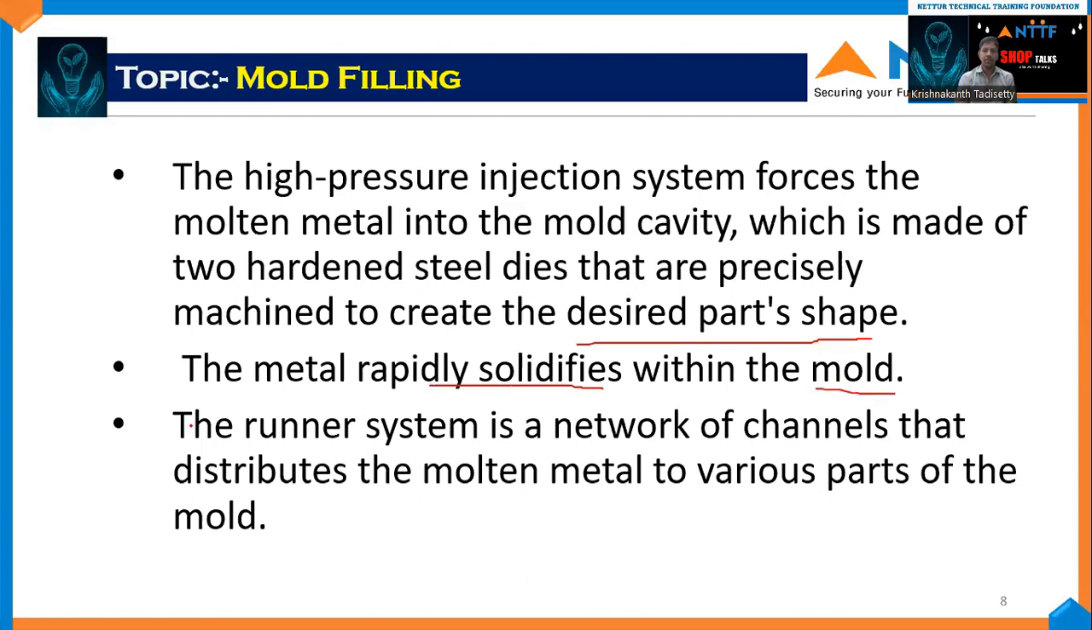The runner system is a network of channels that distribute the molten metal to various parts of the mold. Here we have to identify one major thing. In the cold working process, if there is any critical shape, the material is not going to reach the edges of the components, as the network of channels to distribute the molten material is not possible. But in the hot chamber working process, the material flows very easily to the various parts of the mold.